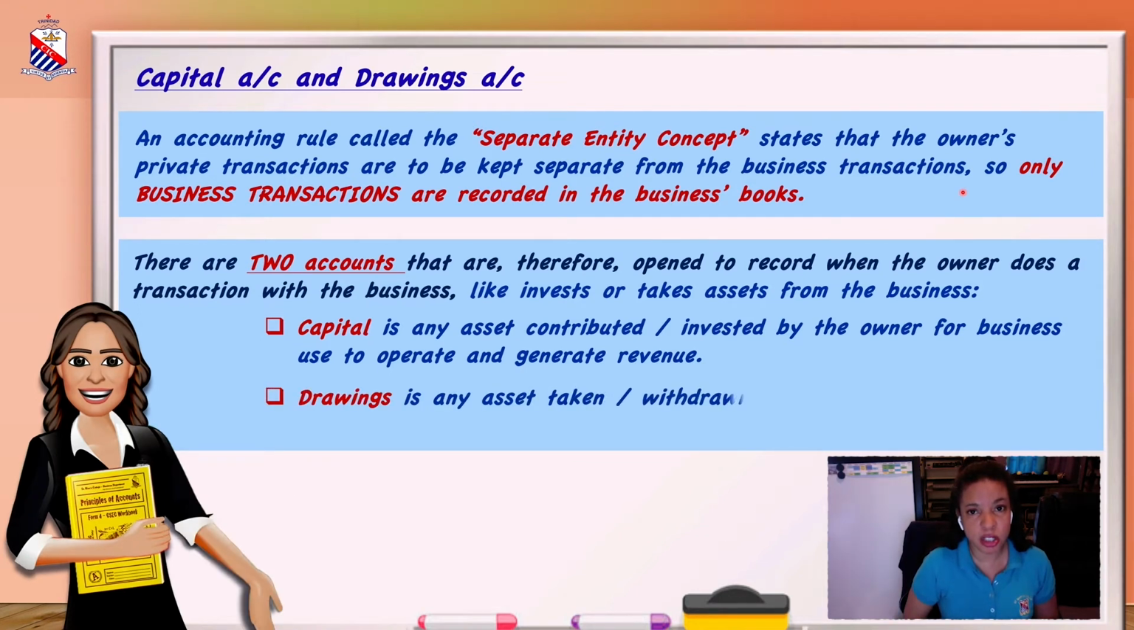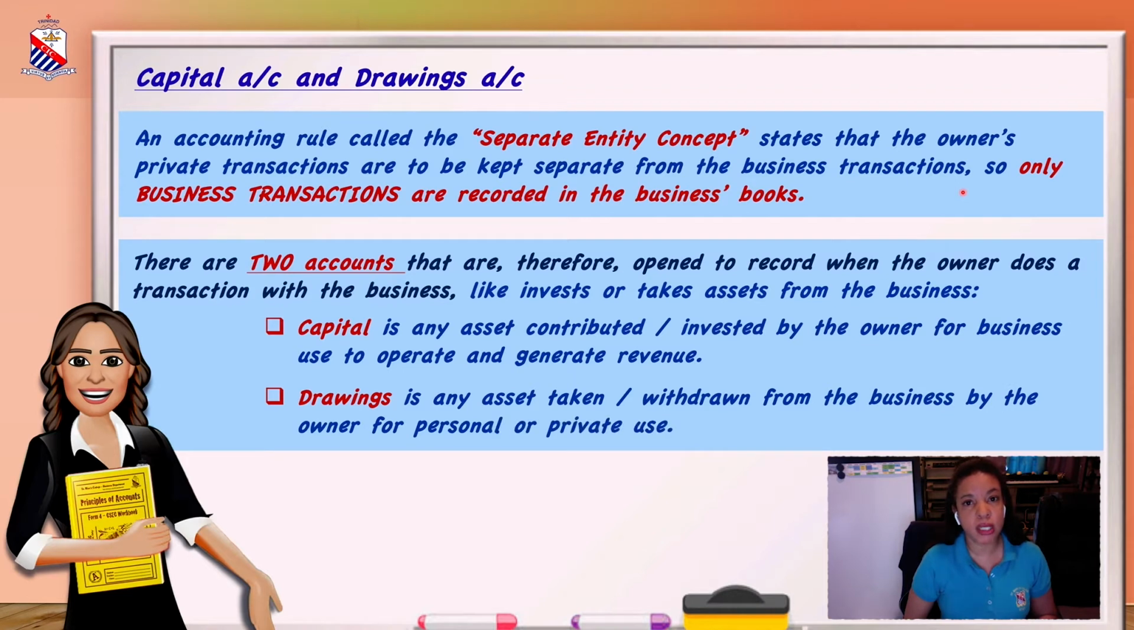What we are now going to be introduced to is when the owner takes out for personal or private use. So the opposite of the investing. Whenever the owner invests, that is capital. Whenever the owner takes out an asset from the business for his own personal or private use, that has to be recorded as what we call drawings. So drawings is any asset taken or withdrawn from the business by the owner for personal or private use.